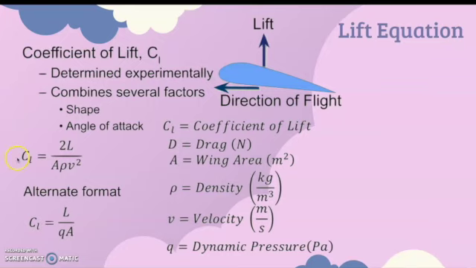Now the original formula is the coefficient of lift is equal to 2L, where L is for lift, over A, which is for the wing area, ρ, which is for density, in kilograms over meters cubed, and V squared, which is our velocity in meters per second, squared. The alternate format of this is the coefficient of lift is equal to lift over dynamic pressure, qA, which we get from just regular generic weather-based sources, and A, which is our wing area in meters squared.